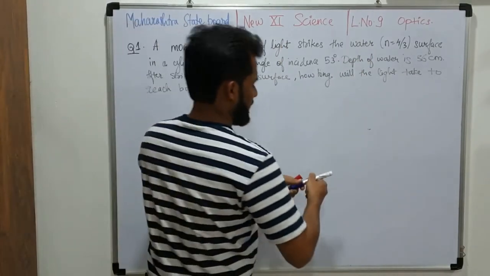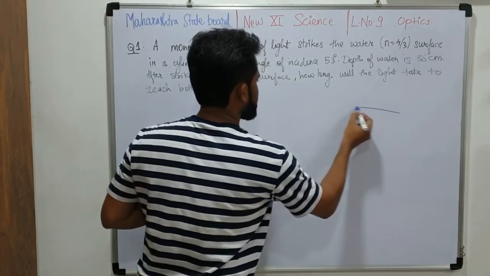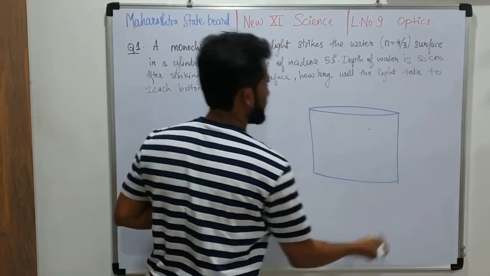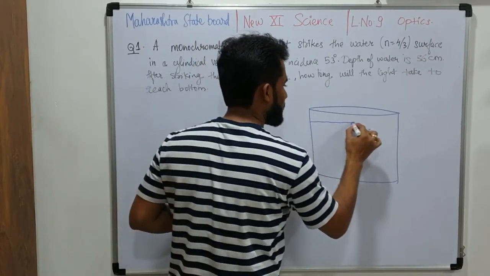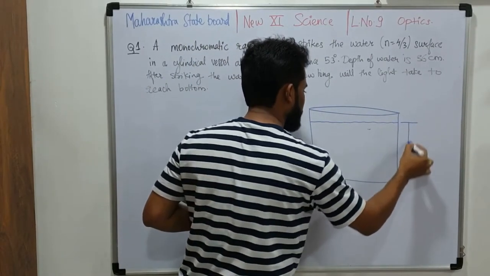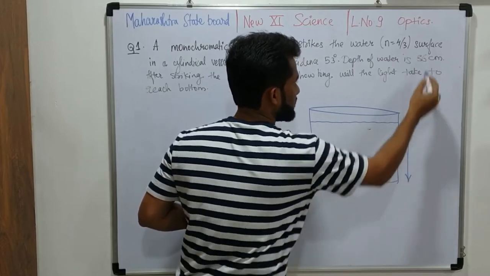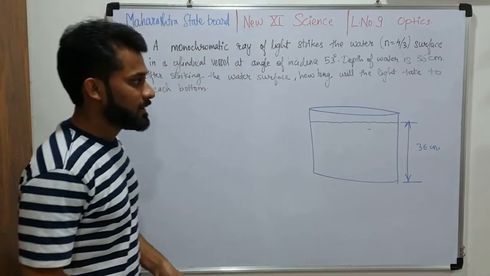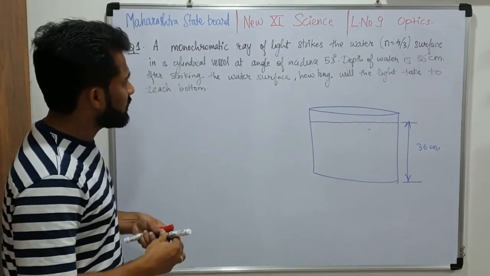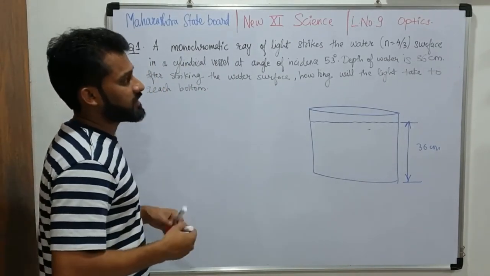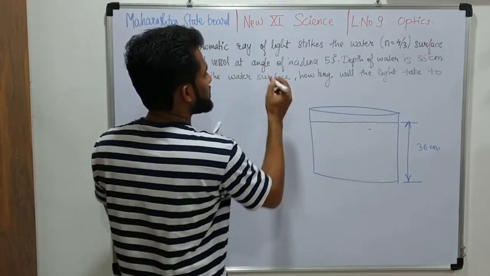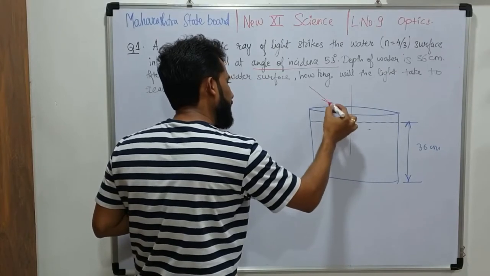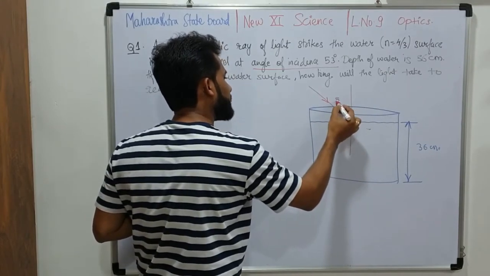Now, let us draw the figure first. This is a cylindrical vessel. And in this cylindrical vessel, water is filled. And the depth of the vessel is given as 36 centimeters. This is the depth of the vessel. Now, a ray of light strikes the water surface at angle of incidence 53 degrees. So, light is incident at an angle of incidence 53 degrees.